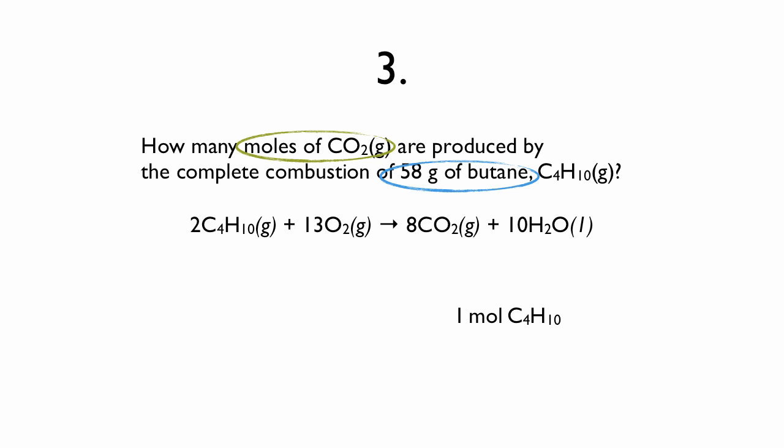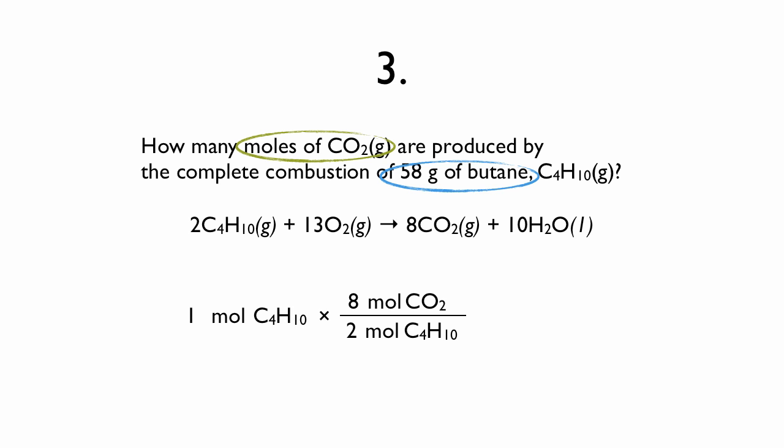Now, we take our 1 mole of butane, multiply by the ratio of carbon dioxide to butane in the formula. Here's our 2 moles of butane on the left-hand side and 8 moles of carbon dioxide coming out on the right-hand side of the equation. And we copy that down here in our formula. Moles of butane cancel out, and we're left with an answer in the units moles of carbon dioxide. So we know we've done the right math.